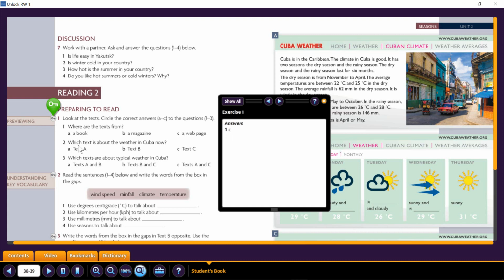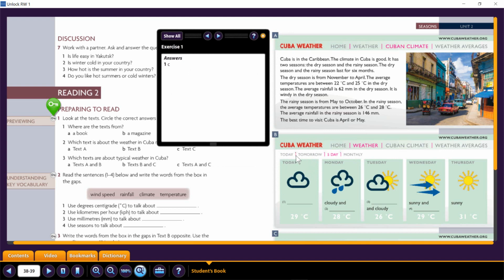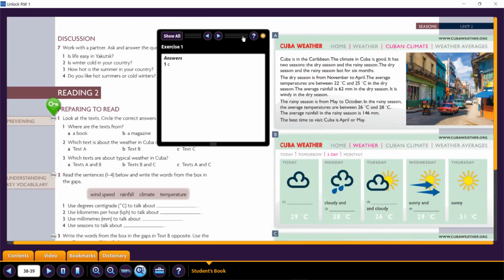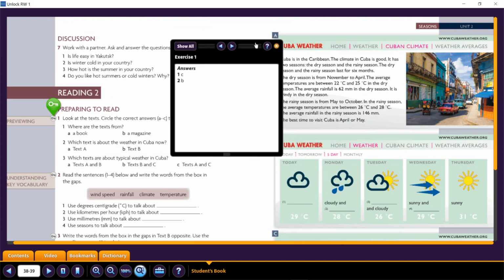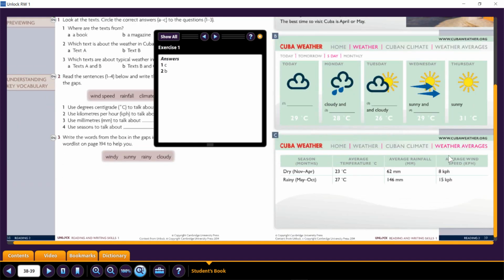Number 2, which text is about the weather in Cuba right now? Now, what do you think? Here we have today, tomorrow, 5-day, monthly, etc. So is it a daily report here? What do you think? So, 2 with B. Yes, text B is about the weather in Cuba right now, because here we have a daily report, today, tomorrow, 5-day, monthly, etc.